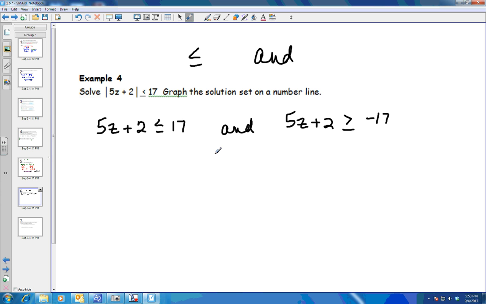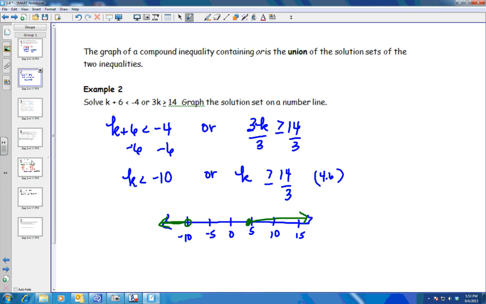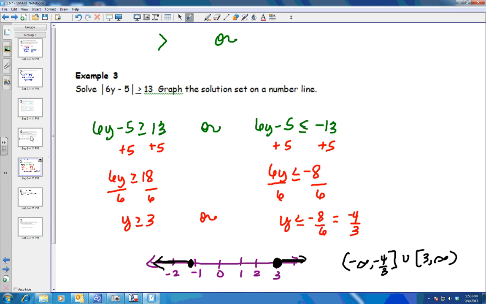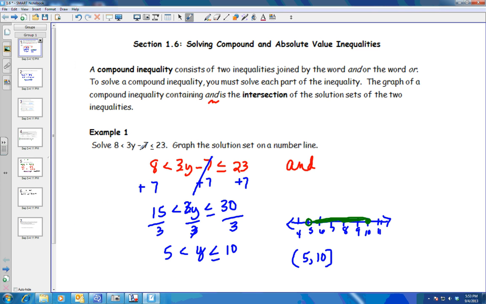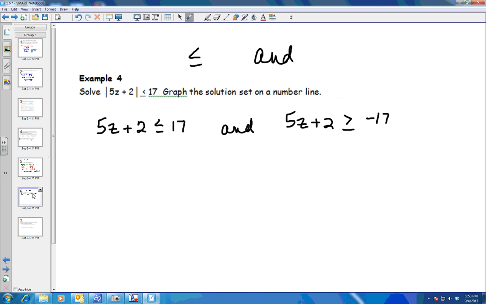Now, and problems we can write differently. Remember this first problem that we had, if I can find it. Let's see here. I'll go back and find it. Remember this? This was an and problem. See how it was written? We want to write our and problems like that.